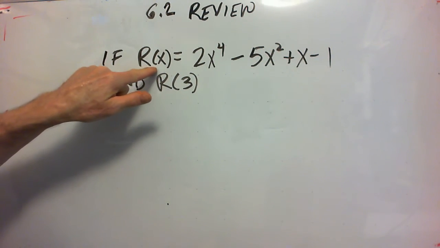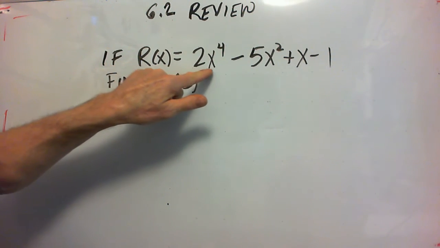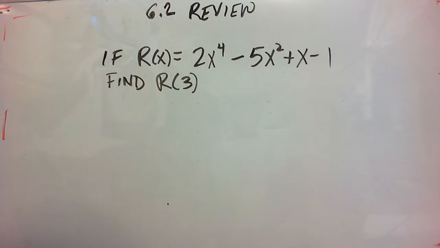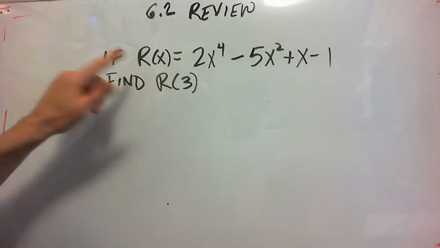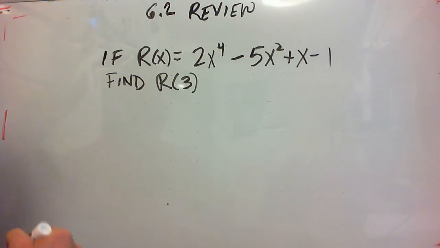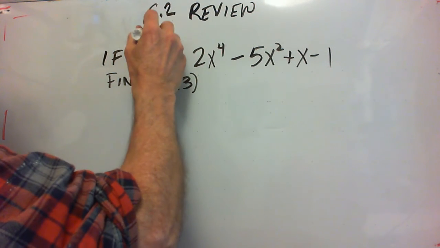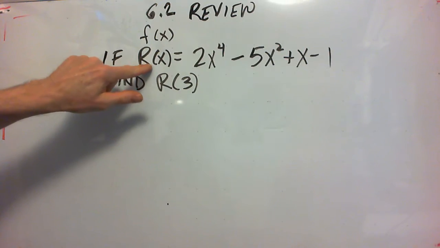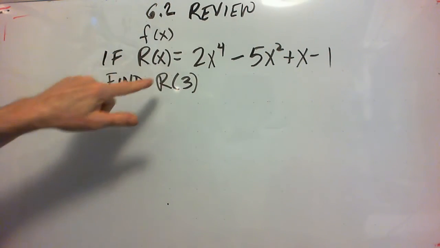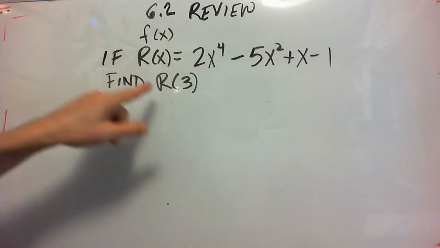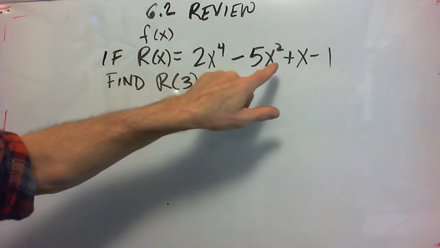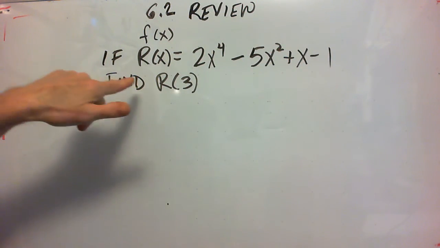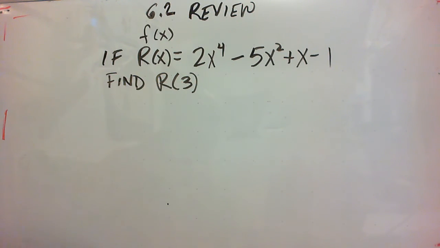If r of x equals 2x to the fourth minus 5x squared plus x minus 1, r of x is just like the notation that we learned previously, f of x. It's just a different letter than f. So that really means r as a function of x. We can think of that as y equals 2x to the fourth minus 5x squared plus x minus 1. And the question here is find r of 3.